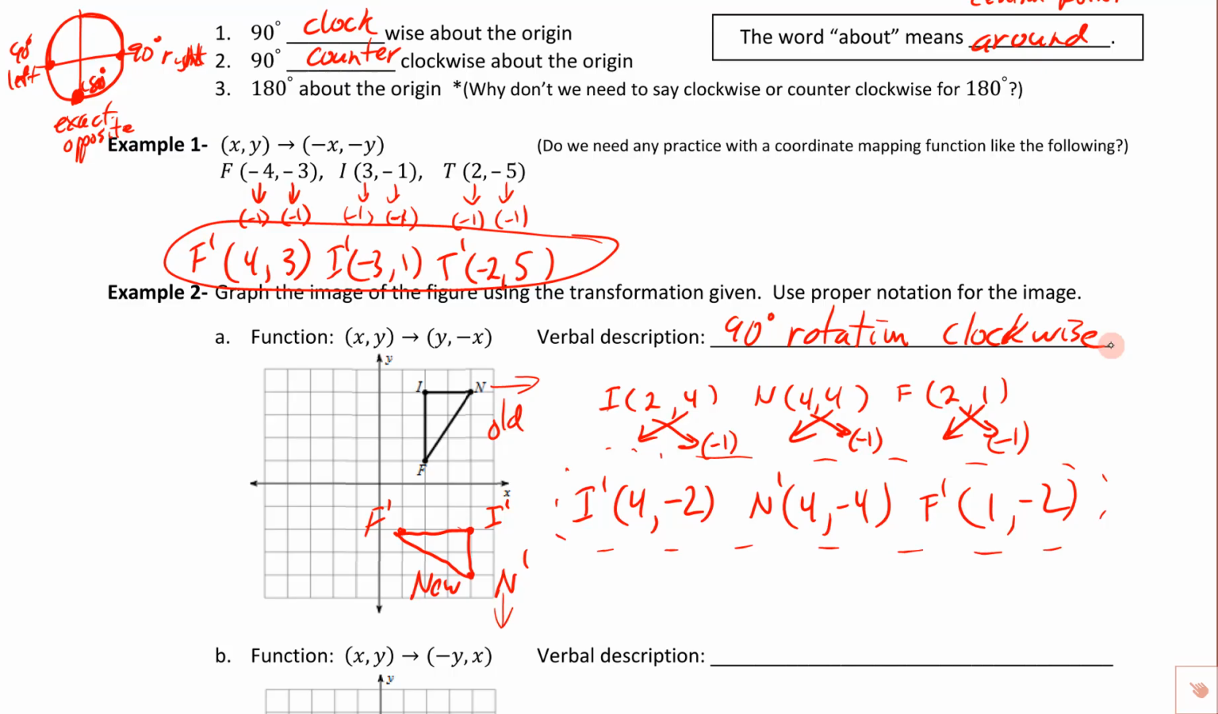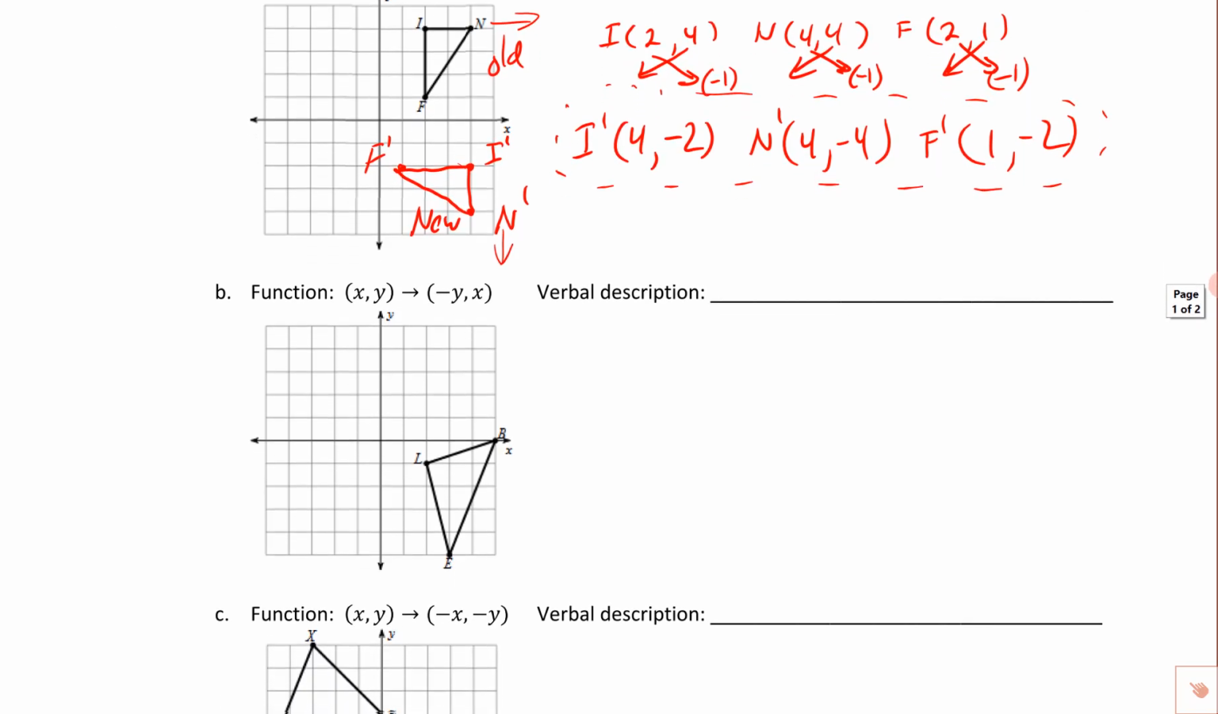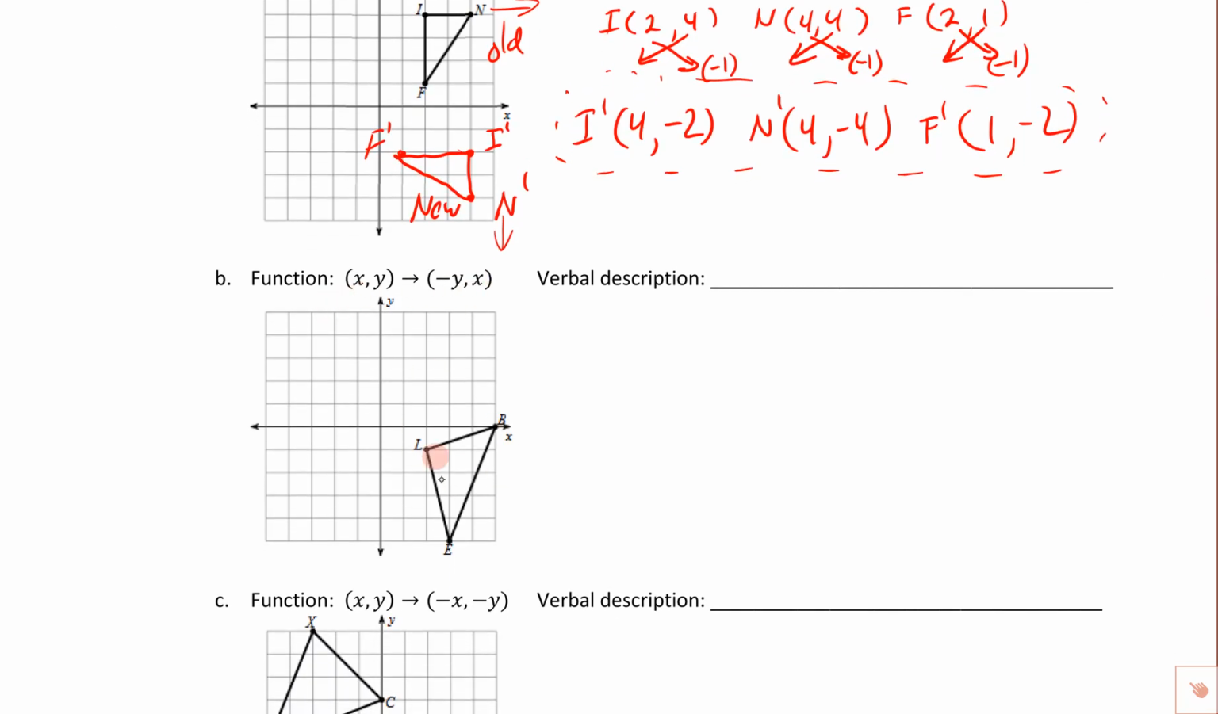Clockwise, all one word. Okay, 90-degree rotation clockwise. All right, let's take a look at the next one. The next one, we've got these points right here. And the rule says that we need to change (x, y) into (negative y, x).